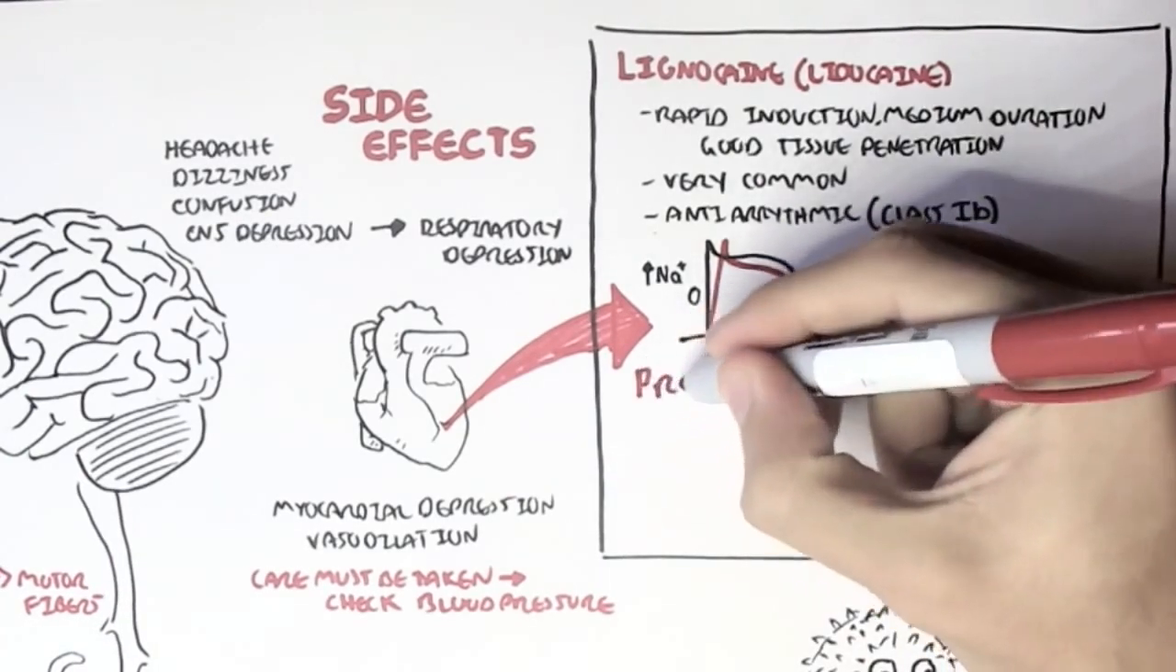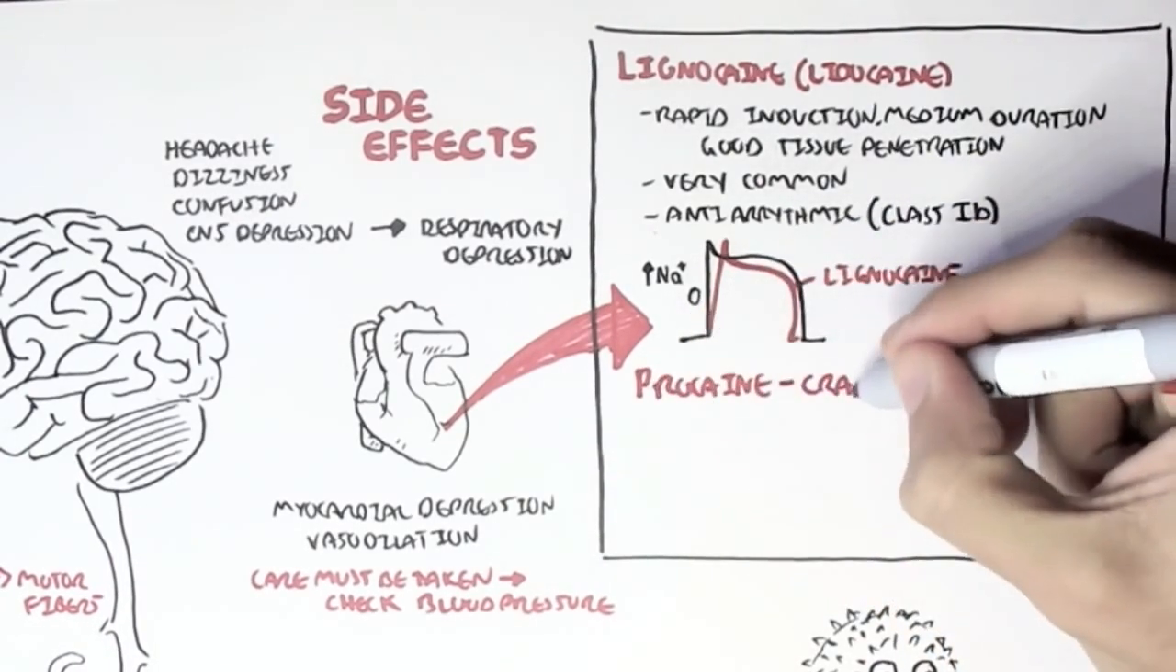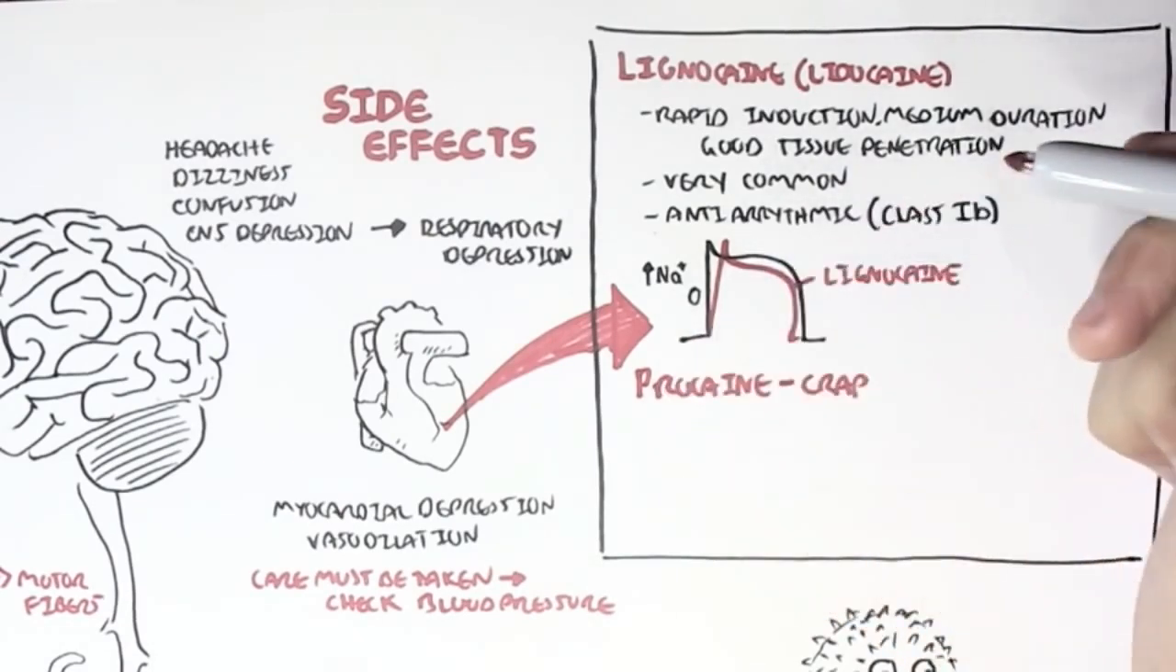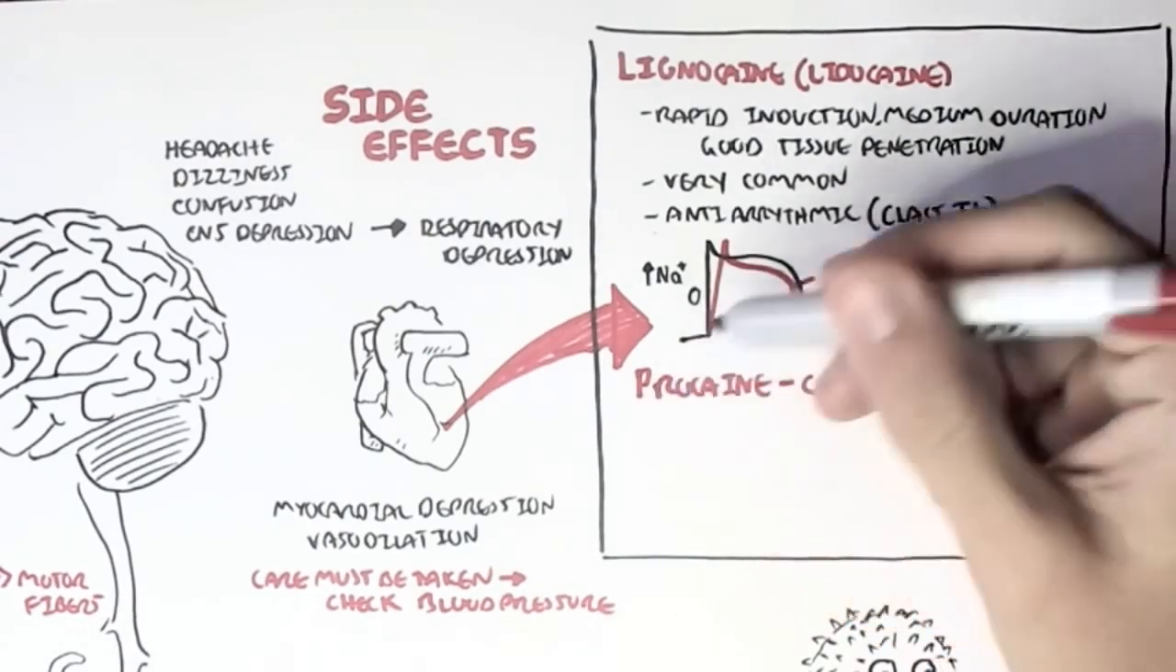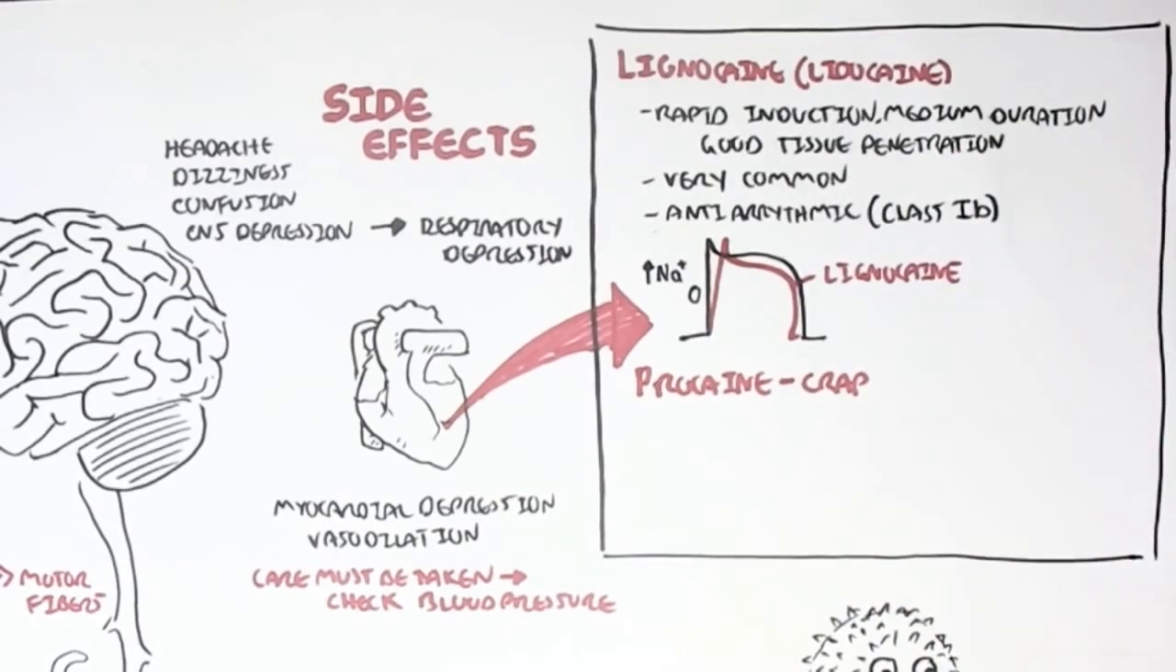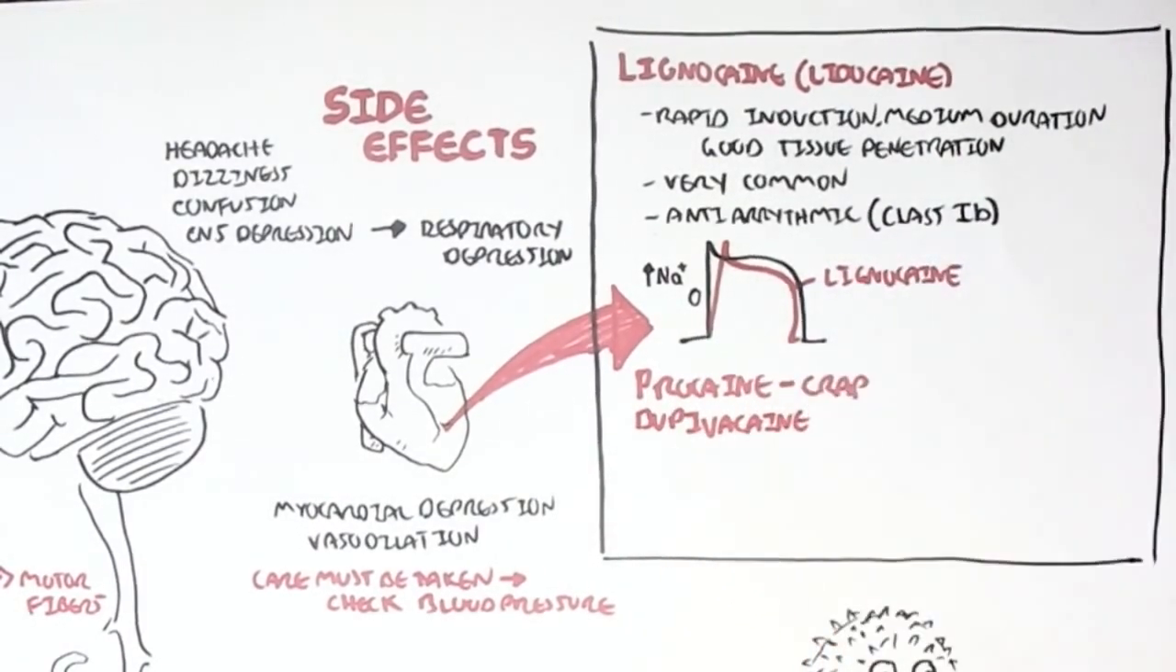Another type of local anesthetic is procaine, which is, I wrote here, crap because it has many side effects and it's not very useful. And the last local anesthetic I will talk about is bupivacaine.